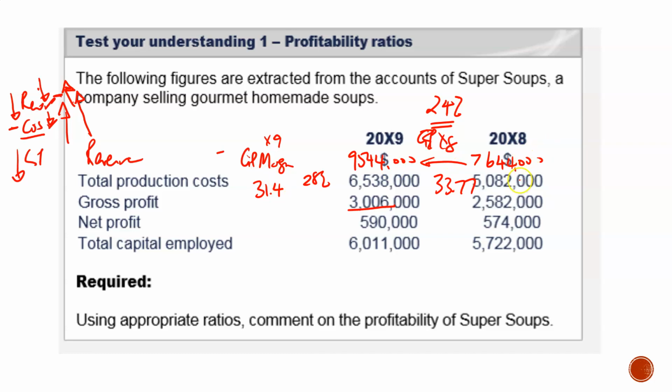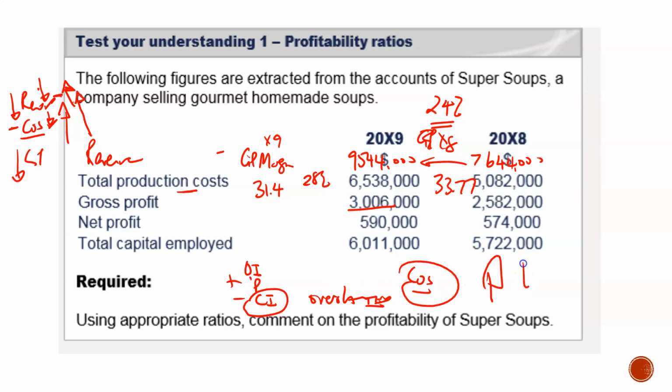Another way you could explain your gross profit margin is if we look at production costs. What is production costs? When I say production costs, that's opening inventory plus purchasing minus closing inventory. So if there's a problem with closing inventory, it's possible that in this year, closing inventory was valued too high. If closing inventory is overstated, definitely your cost of sales will be understated, and therefore your profitability will be higher.